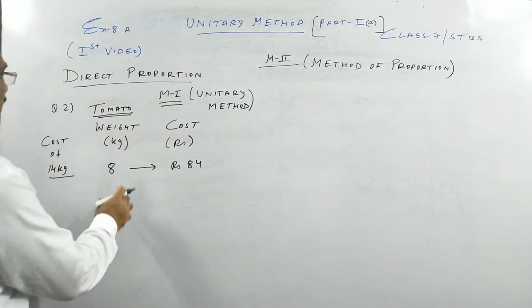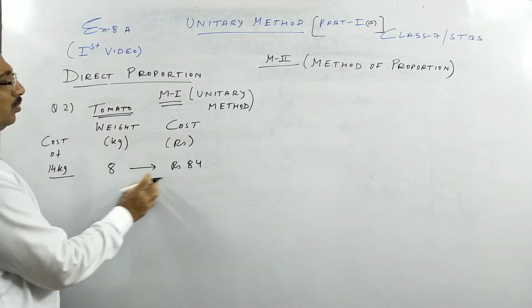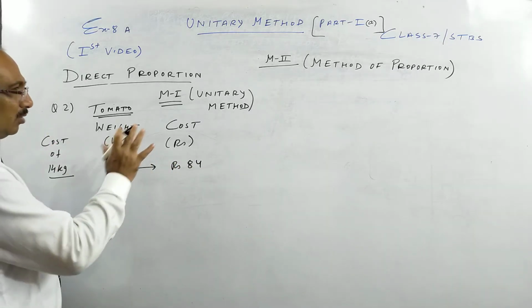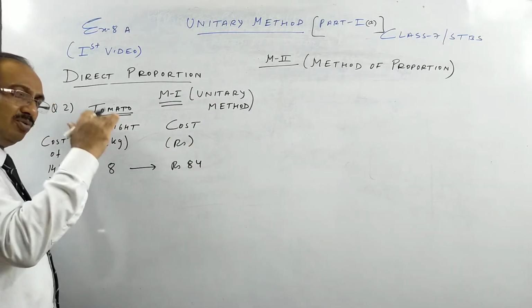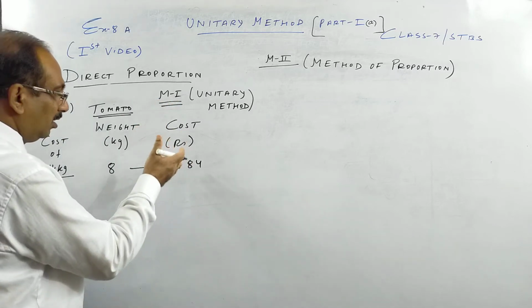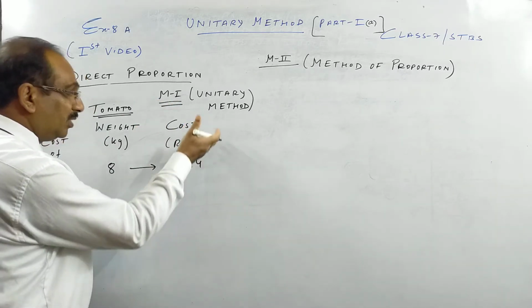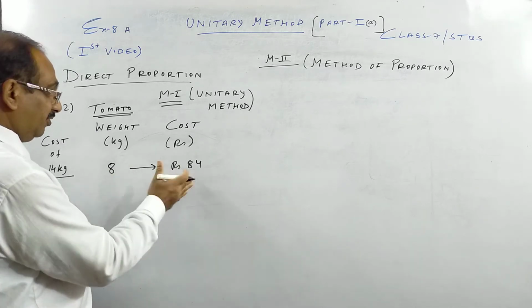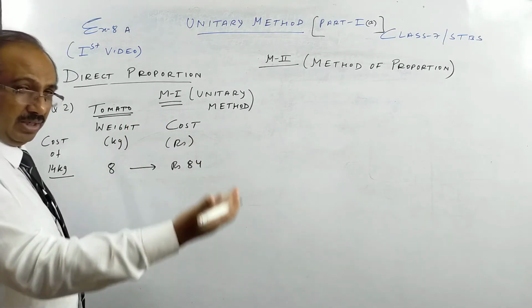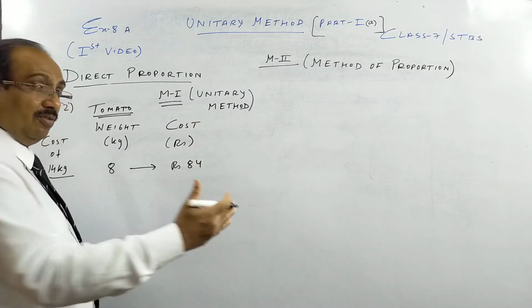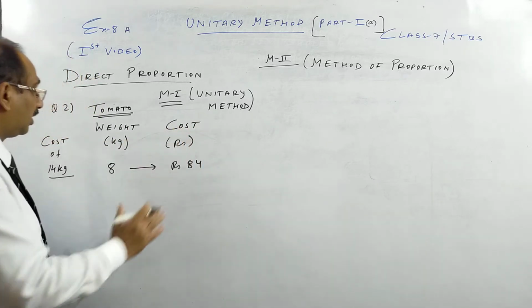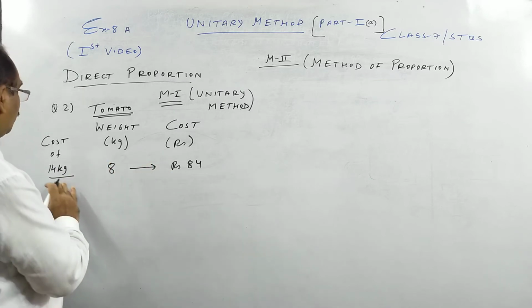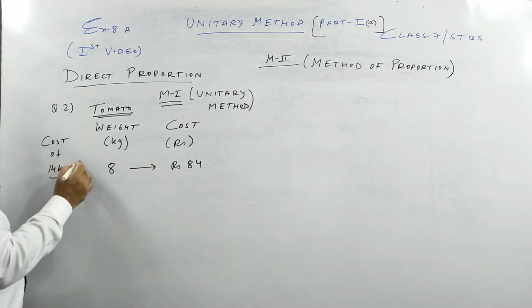So here we go. 8 kg of tomato cost rupees 84. One very small thing before I go to anything else: what you have to find, children, in the unitary method, should always come on the right side. Even if it is on the left, you have to change the order. I'll show you when I do more sums. Whatever you have to find should be on the right side. So see here, the cost of 8 kg of tomato is rupees 84. What is the cost of 14 kg?